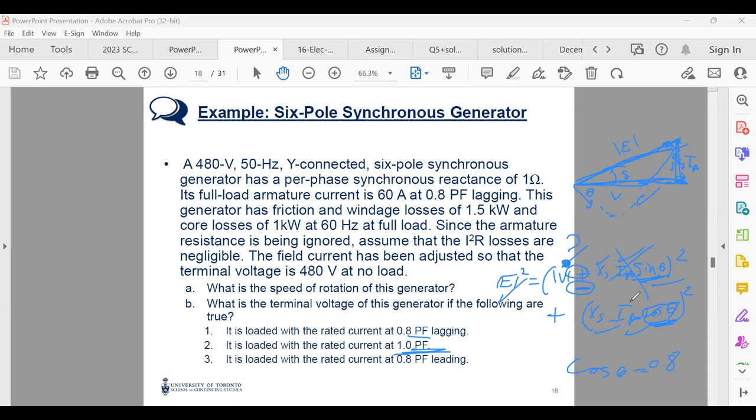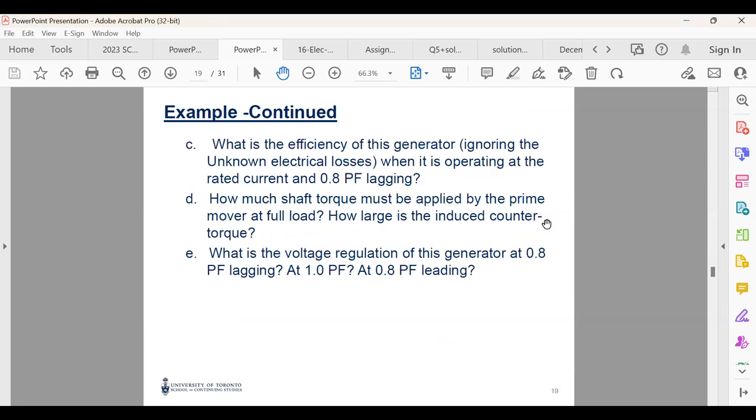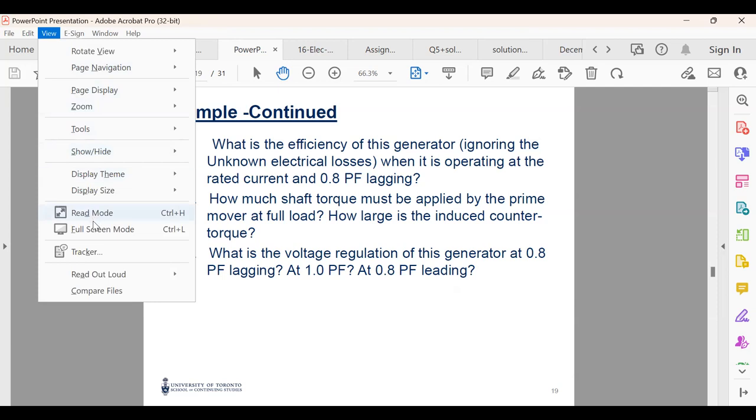Okay. Any question so far? I can show you the answer for this. I'm not sure if we have other points. Oh, yes, we have, of course, because it would be a very small problem.